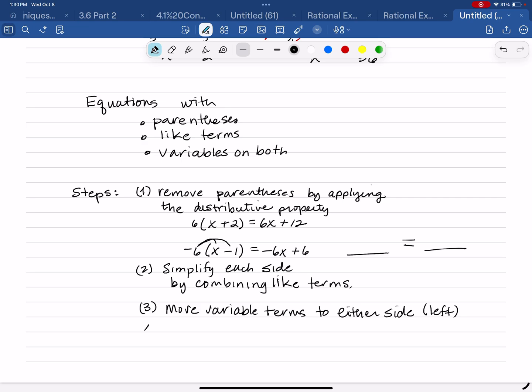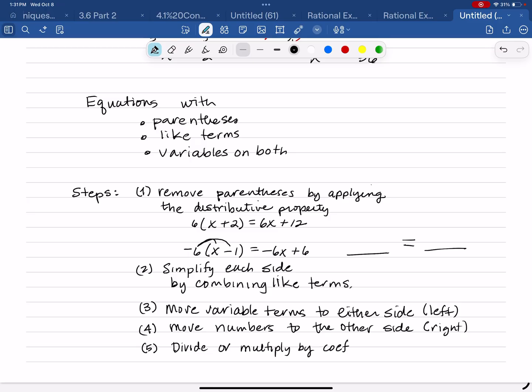Okay? And then after we move the variables, we're going to move numbers to the other side. That is, if we have any that need to be moved. And so, in the way I will do it, I'll always move my numbers to the right side. Okay? And then we will divide or multiply by the coefficient. That's the number in front of the x or the y or whatever your variable is.